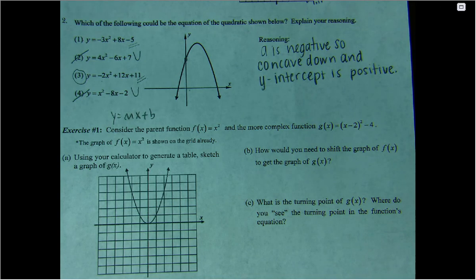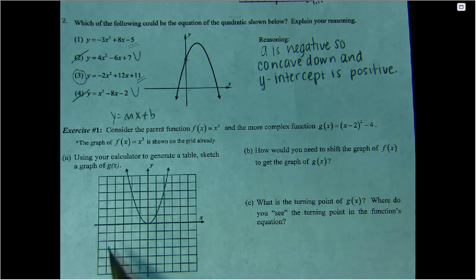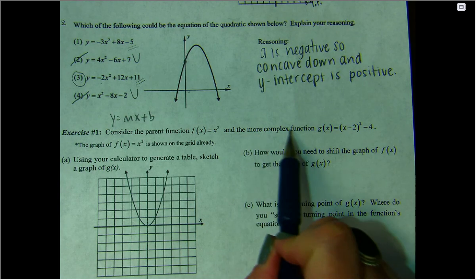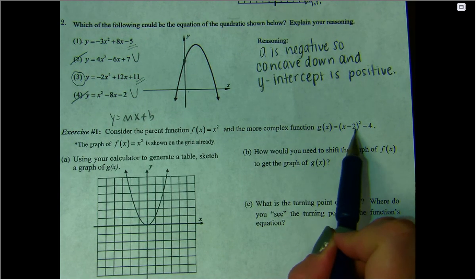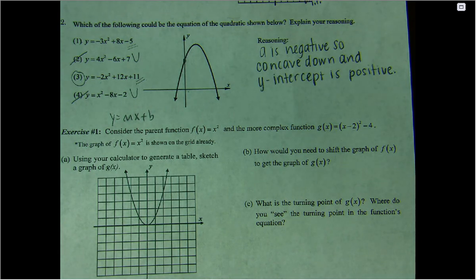Okay, so let's talk about the goodies today. Consider the parent function x squared. It is graphed right here. This is your parent function x squared. The more complex function g of x equals x minus 2 squared minus 4. Let's put this on the graph. Oh no, I need a calculator. Hold on one second.